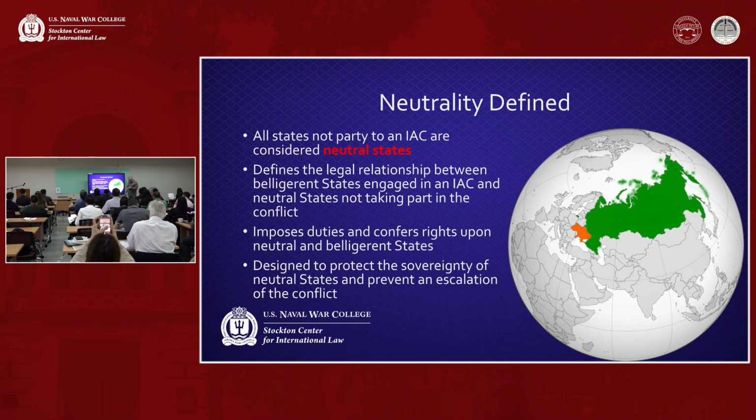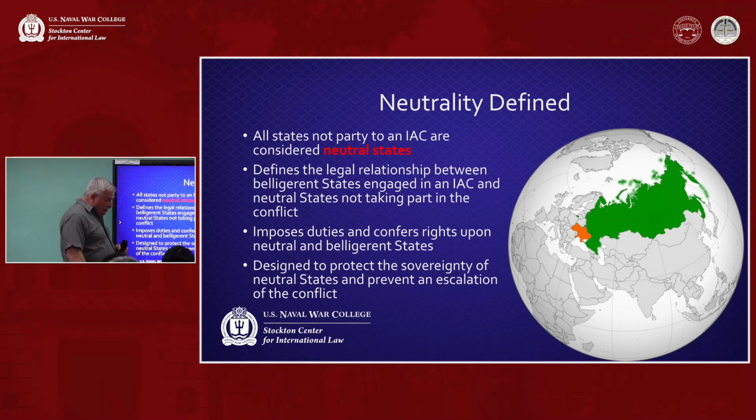What is neutrality? What is a neutral? Basically, all states that are not party to an international armed conflict are going to be considered as neutral states. And what it does is it defines a legal relationship between belligerent states that are engaged in the conflict and neutral states that are not taking part in the conflict. The law of neutrality imposes both duties and rights upon both the neutrals and the belligerents, and what it's designed to do is to protect the sovereignty of the neutral state while at the same time preventing an escalation of the conflict.